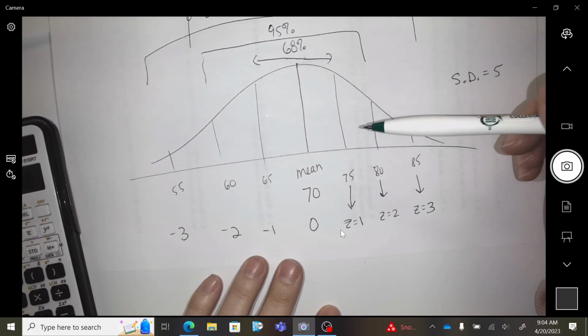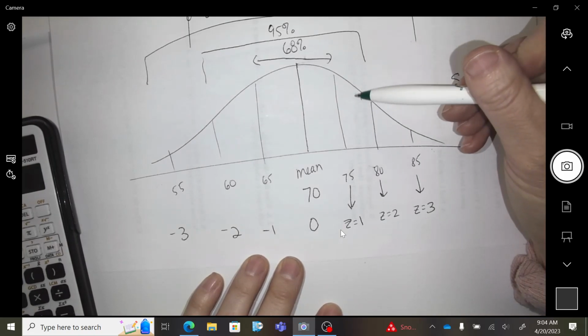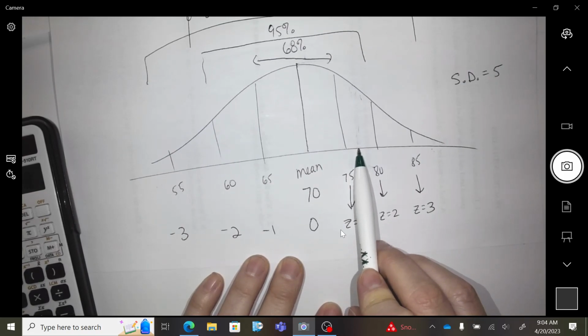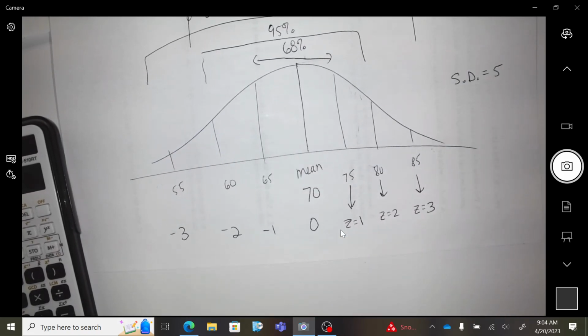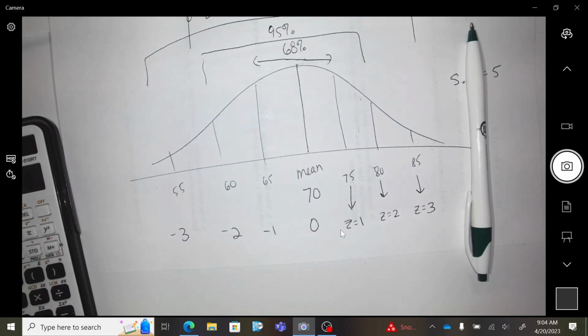Okay, and if you scored a z-score of 1.5, right, you'd be somewhere here. Okay, etc., etc. So that's the gist of what stats is all about. We're going to be getting z-scores. We're going to be understanding how much of the data is above you or below you or between you. We're going to go do those kinds of things.